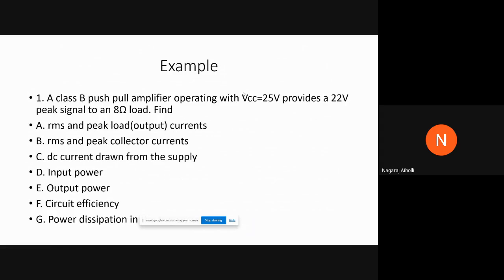A class B push-pull amplifier operating with VCC equal to 25 volts provides a 22 volt peak signal to an 8 ohm load. This is the class B complementary symmetry push-pull power amplifier, the complementary symmetric pair used here in this question. Find RMS and peak load or output currents, RMS and peak collector currents, DC current drawn from the supply, input power, output power, circuit efficiency, and power dissipation in the circuit. So we have to find out all these parameters.